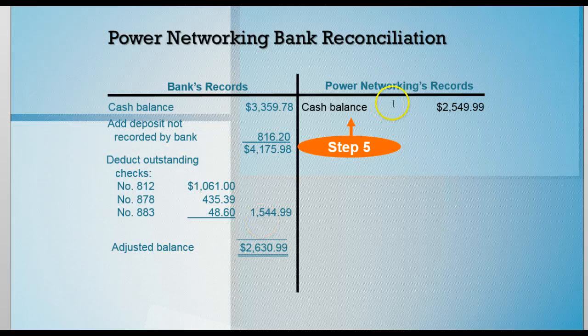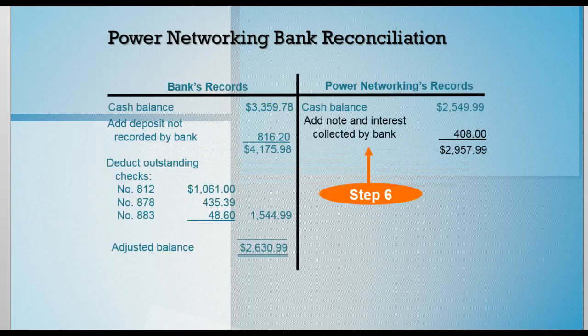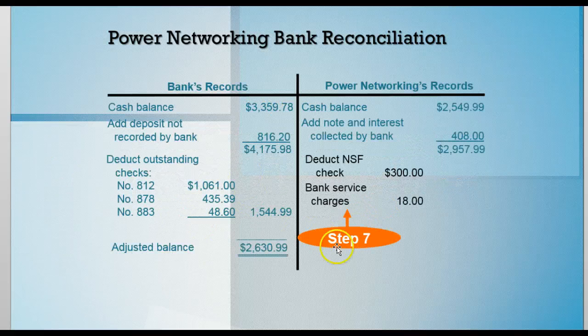These two still don't match, do they? Even after being reconciled to this point on one half. So what's the next step? Well, it looks like the bank collected $400 of interest for us. So that gets added in because we don't have that on our books yet. Next step, step 7, we have a check that was returned by the bank for insufficient funds, and there's a bank charge of $18. So let's see what we do with that one. Well, it looks like we're going to have to deduct that check and deduct the bank charges.